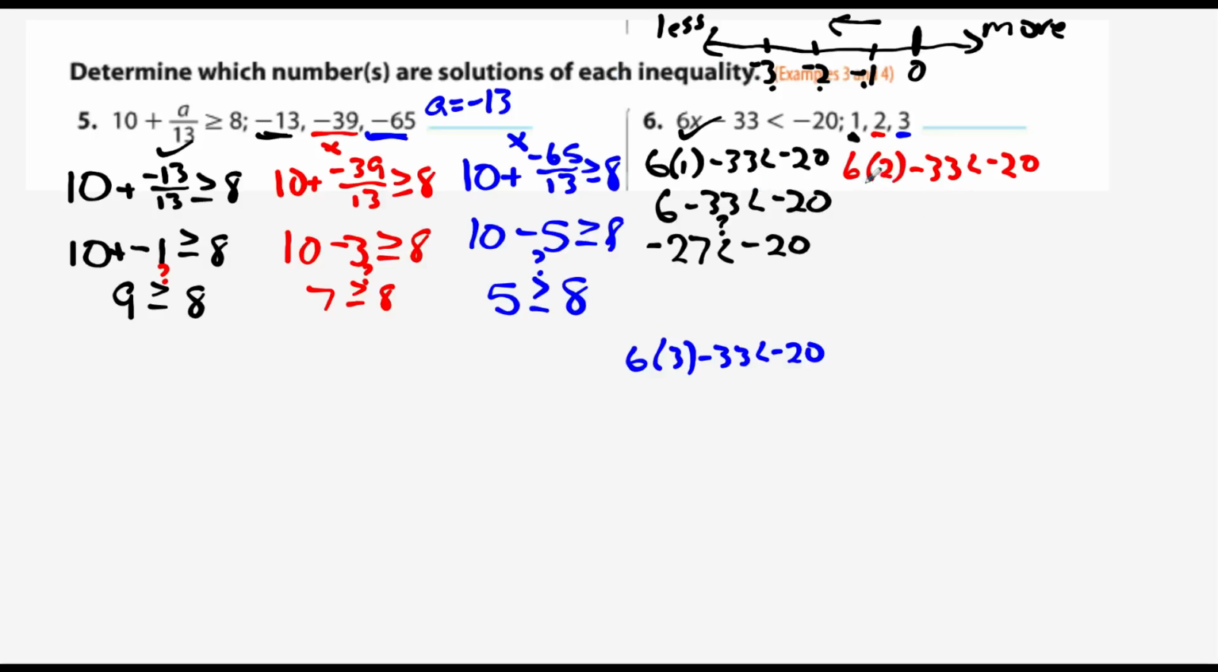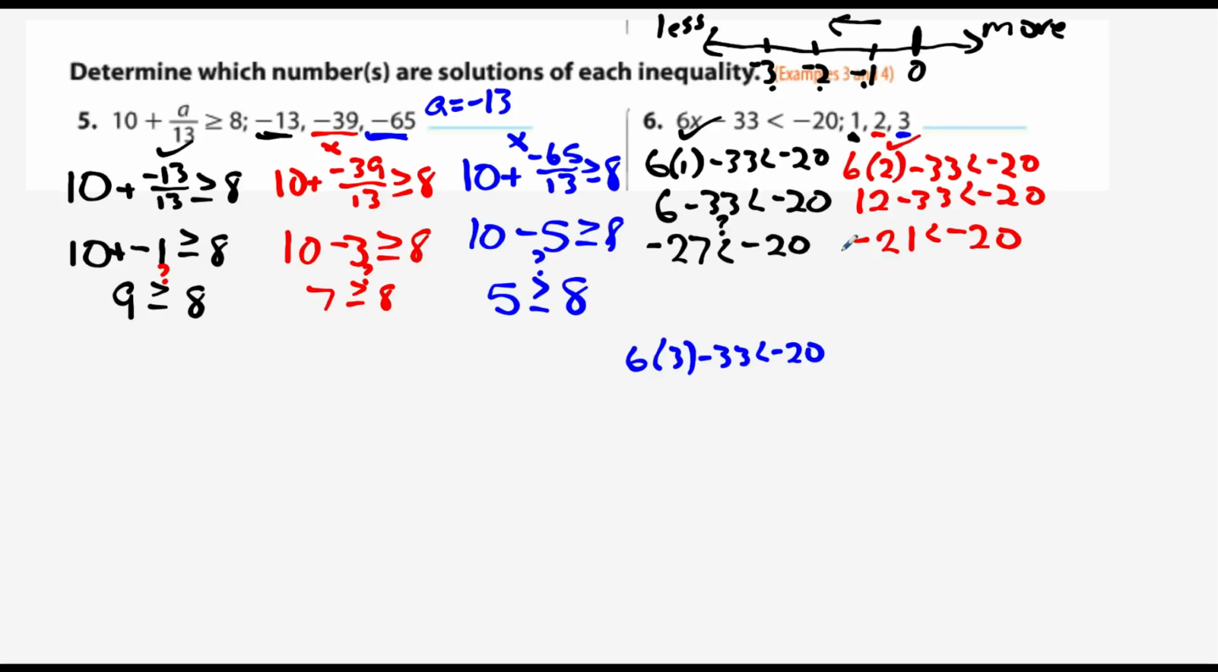So next one, 6 times 2 is 12. Minus 33, less than negative 20. So again, 12 minus 33, or 33 minus 12 is 21, but it's negative because we took away more than what we started with. Is negative 21 less than negative 20? Well, it's the same idea here. Since 21 is more than 20, negative 21 has to be less than negative 20. So this is also correct.